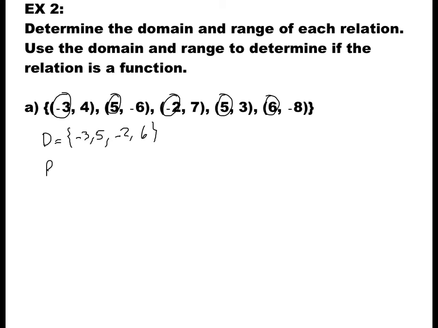For the range, I'm going to do the same thing for the second number. The first one is 4, then -6, then 7, then 3, then -8. So my domain is -3, 5, -2, 5 is already repeated, and 6, and the range is 4, -6, 7, 3, and -8.